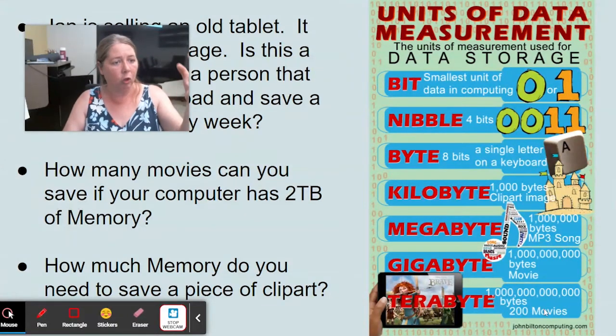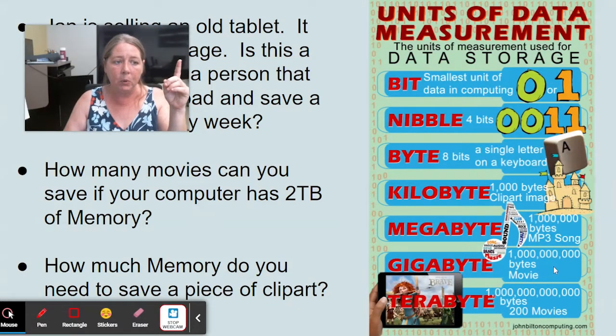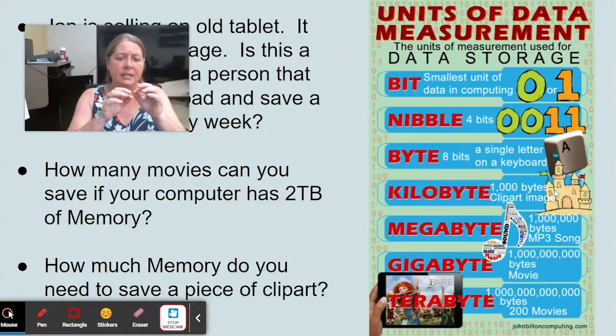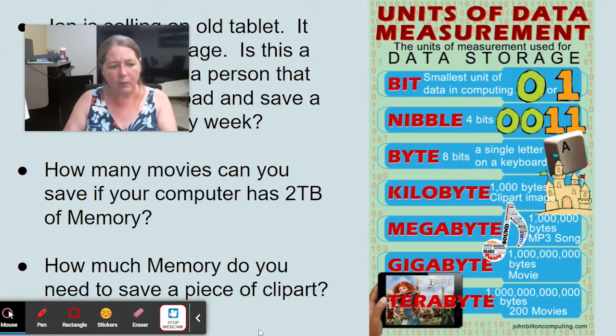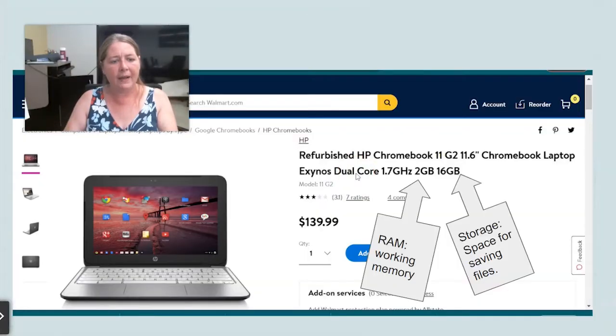now that has a lot more storage, because you can see that a gigabyte is like one movie, but a terabyte is like 200 movies. So that's a lot more storage. When we're talking about KBs or kilobytes, that's more for images and songs, smaller files. So read over the questions and think about them yourself, but let's look at a real life scenario.